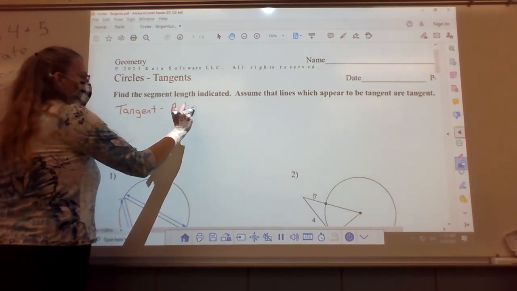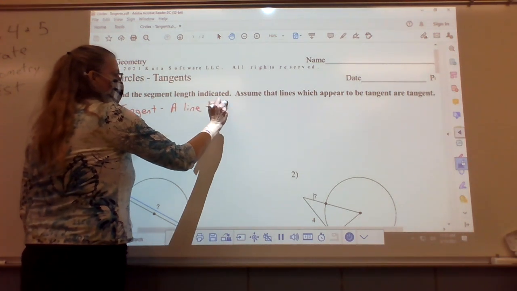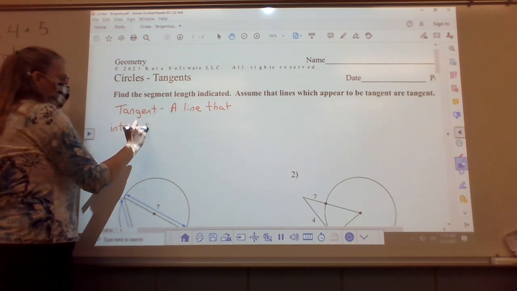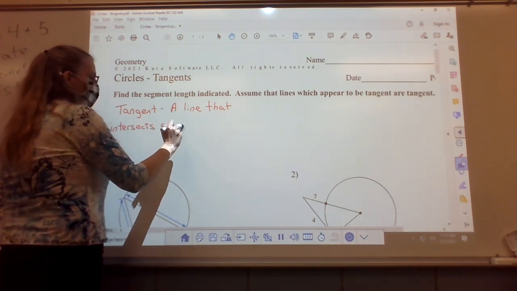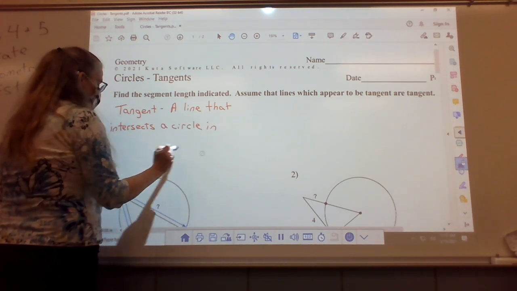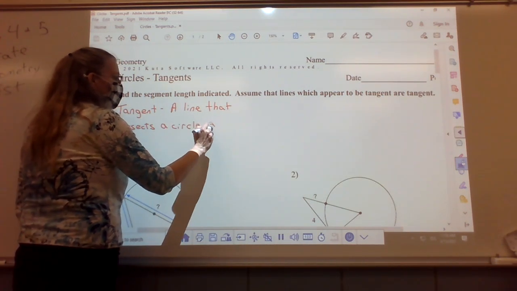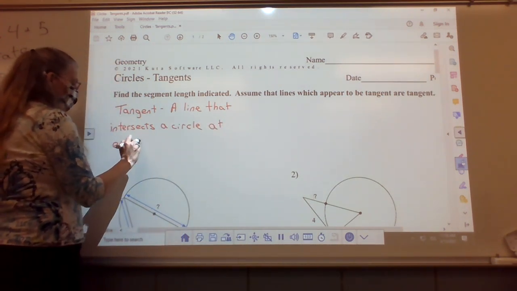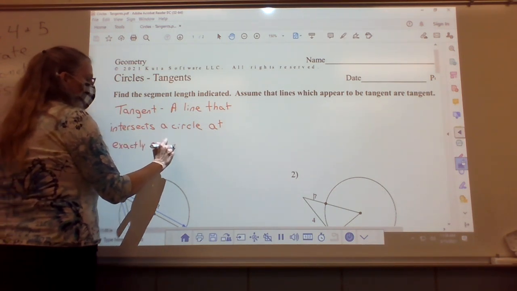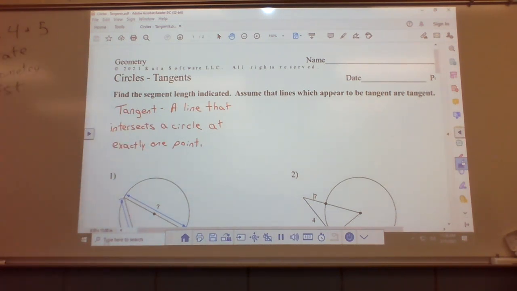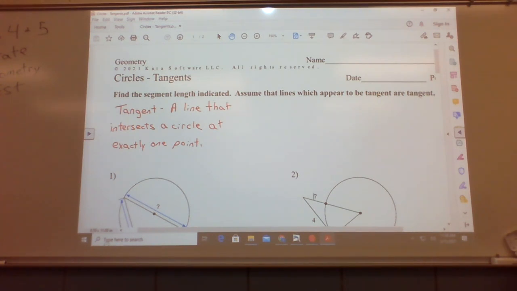Tangent: a line that intersects a circle at exactly 1 point. Tangent, a line that intersects a circle at exactly 1 point. That is known as a tangent line.